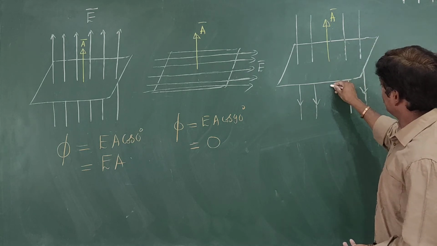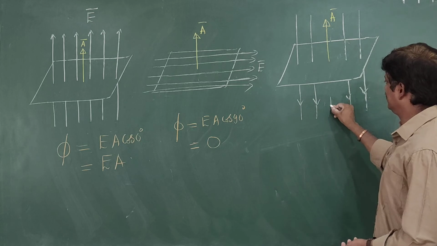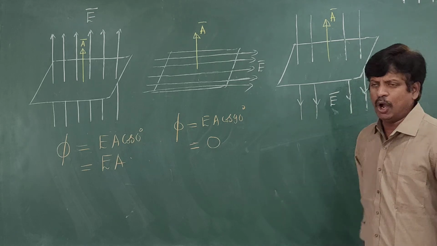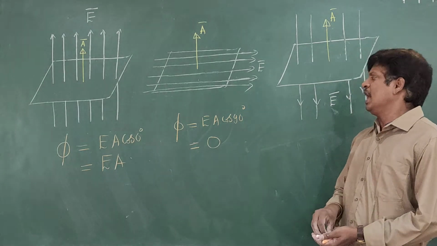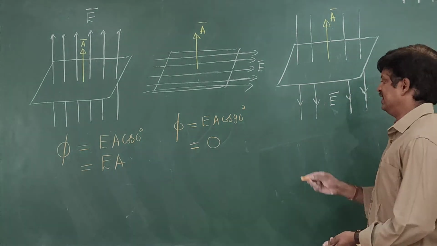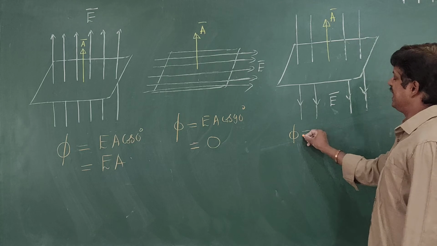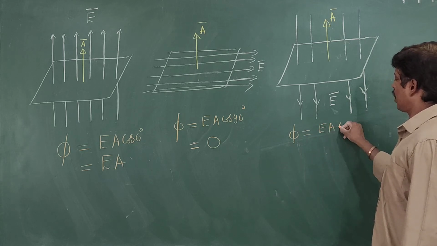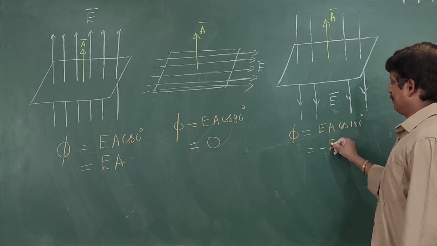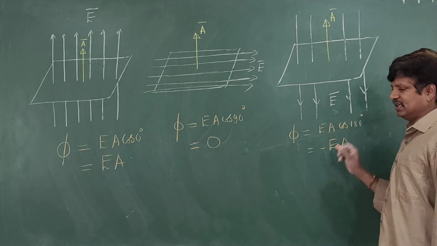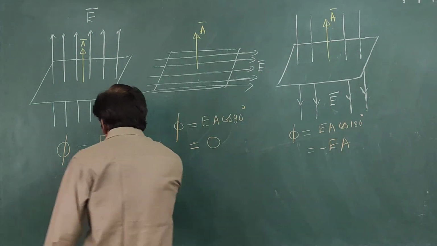Right. So electric field lines are crossing the area this way. Now, E bar and A bar, both of them are in which direction? Opposite direction. Then flux phi will be equal to EA cos 180. Cos 180 is minus 1. That means what you are going to get? Minus EA.